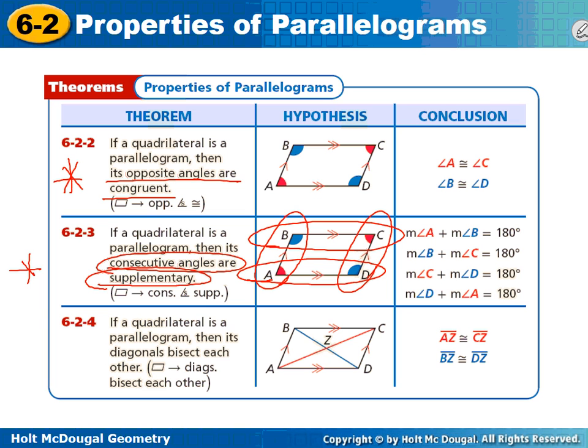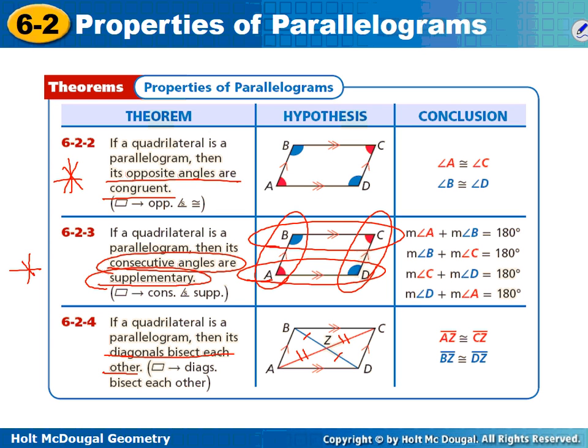and where we're going to stop today, is in a parallelogram, the diagonals are going to bisect each other. Think about what that means. What does bisect mean? Split into two congruent parts. So if you draw in the diagonals, they're going to split each other into two congruent parts. So AC is going to split BD into two congruent parts, and BD is going to split AC into two congruent parts. Do you see what they mean by diagonals bisect each other?